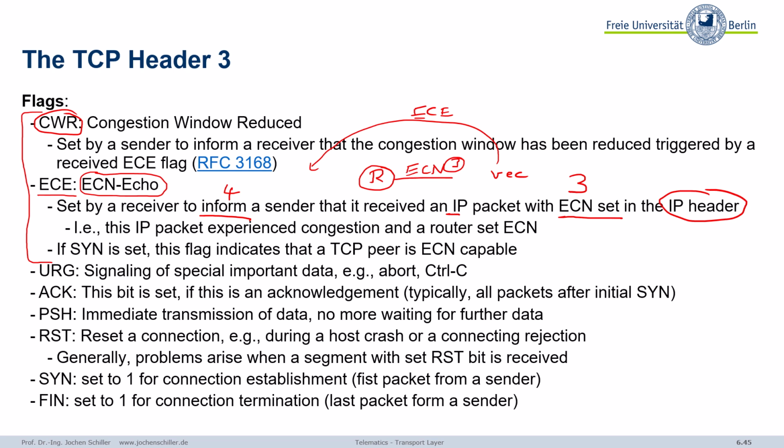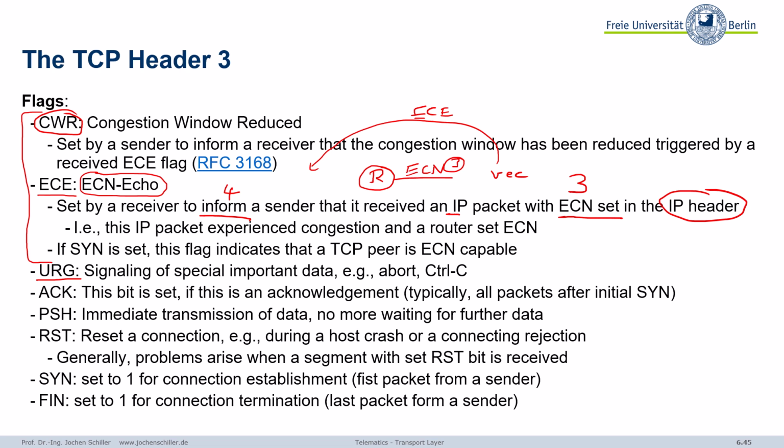Urgent. This urgent flag signals, oh, we have special important data now. For example, if you transmit a stream of bytes and then you press Ctrl+C, you try to abort. And then no matter what, the layer 4, sometimes, as I will explain, waits before it actually hands over the data to the higher layer. Urgent, this bit signals, now please deliver data immediately. We have an acknowledgement bit.